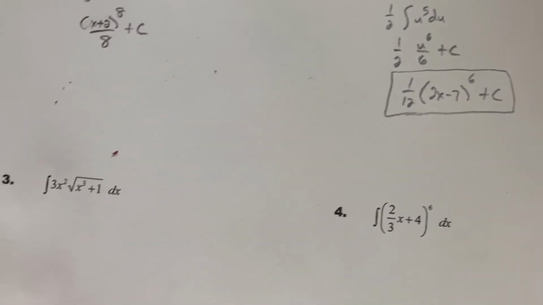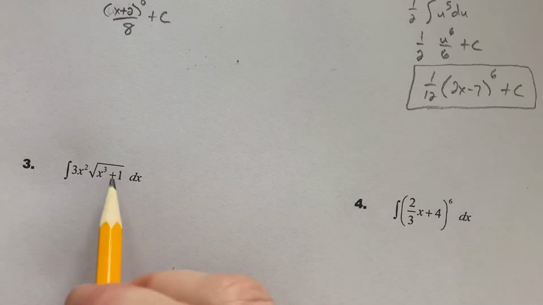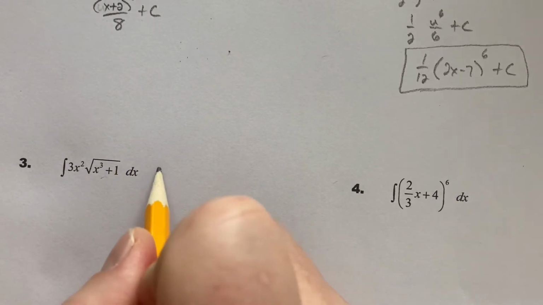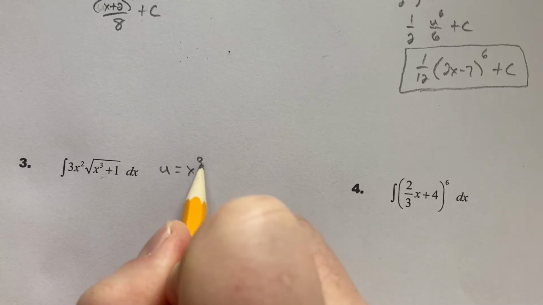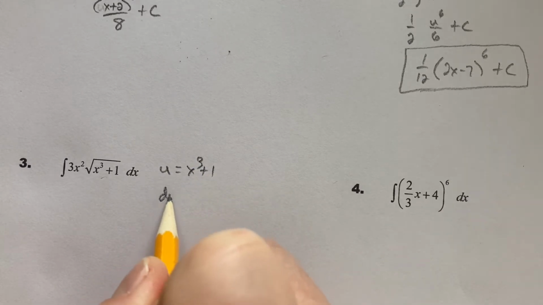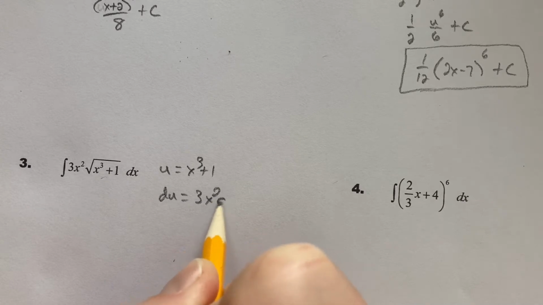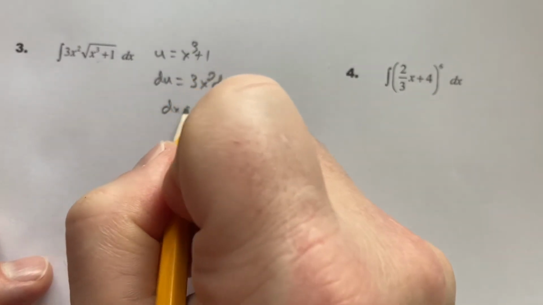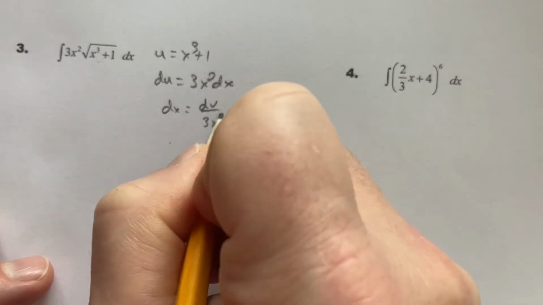So I'm always looking for the inside function. I get to this one here. I see x cubed plus 1, that's inside of the square root. So I'm going to make the u for this one x cubed plus 1. That makes du equal to 3x squared dx. All right, and so dx will be du over 3x squared.